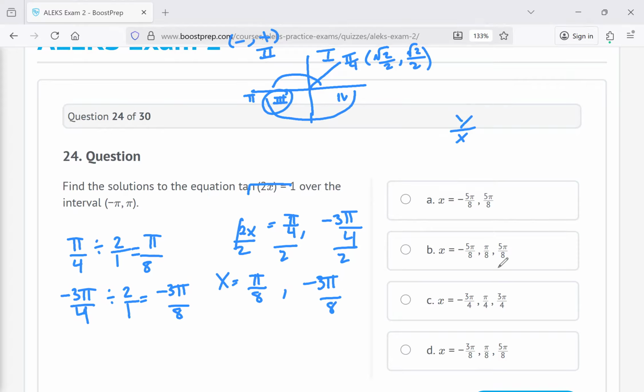So as you can see, it's going to be pi over 8, negative 3 pi over 8. I think it's D because it definitely has pi over 8 and negative 3 pi over 8. They also had that 5 pi over 8, because we can go around the unit circle one more time. So as long as you have this negative 3 pi over 8 and this pi over 8, it has to be it. The other ones do not have those, right? So it has to be D.